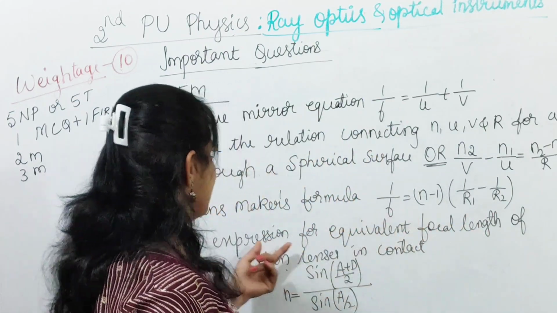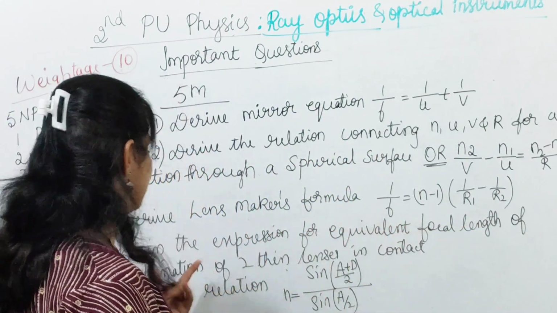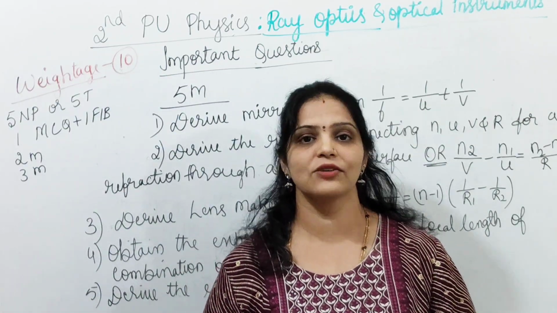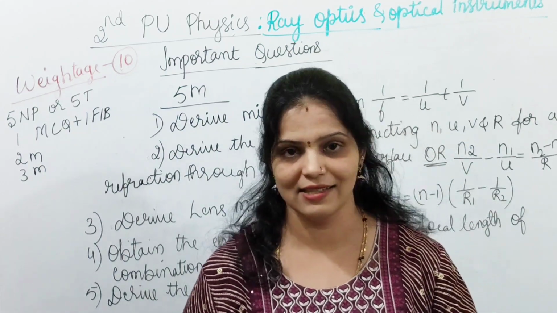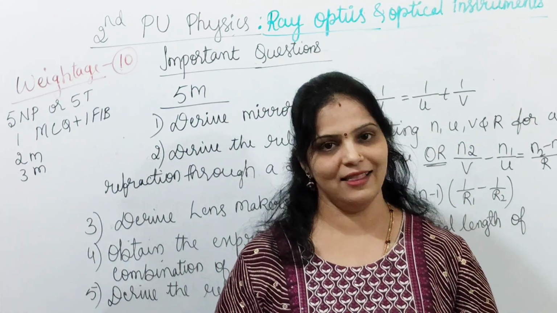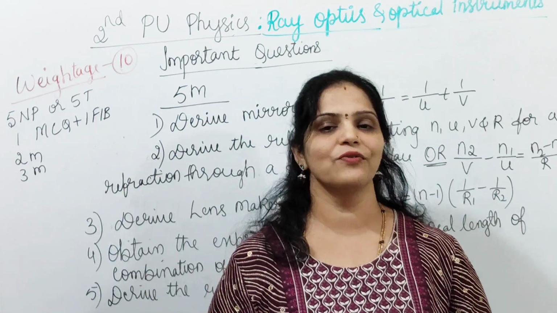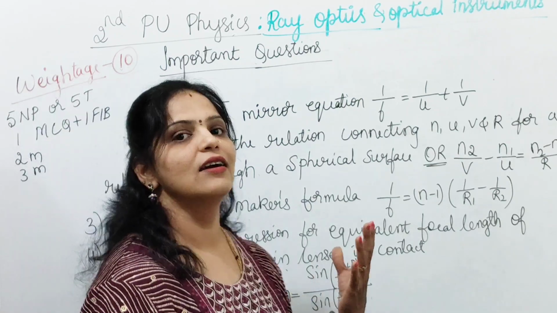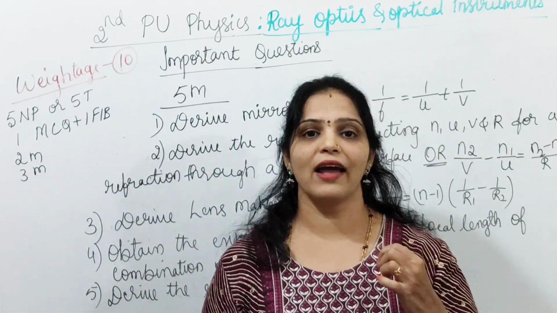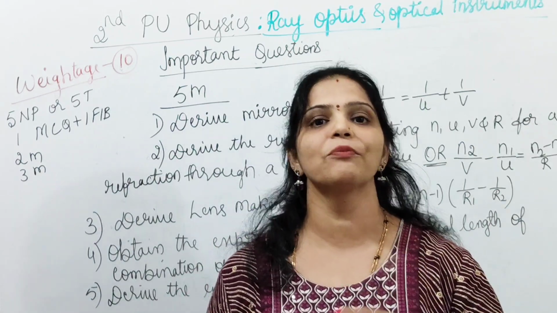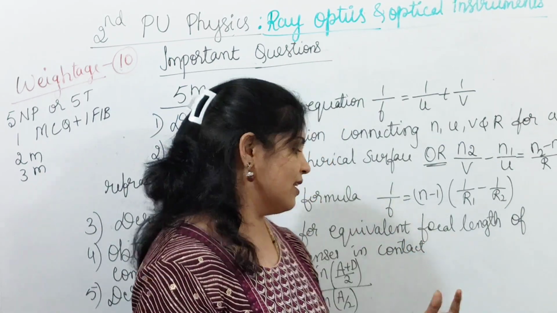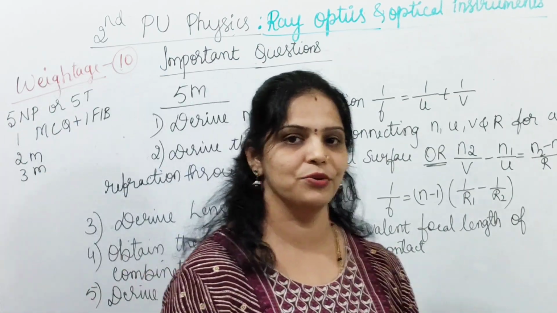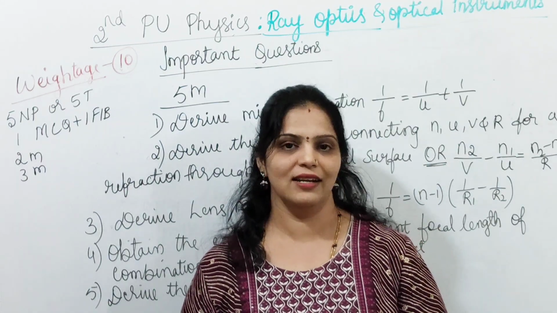The next one is to obtain an expression for the equivalent focal length of a combination of two thin lenses in contact: 1 by f is equal to 1 by f1 plus 1 by f2. When two thin lenses are in contact, what is the total focal length of the combination? That relation is also a very important question. The last one is to derive the relation for the prism, the relation between the refractive index of the prism in terms of the angle of the prism and the angle of minimum deviation. The relation is n is equal to sine of (A plus D) by 2 divided by sine of A by 2. This relation is also very important.